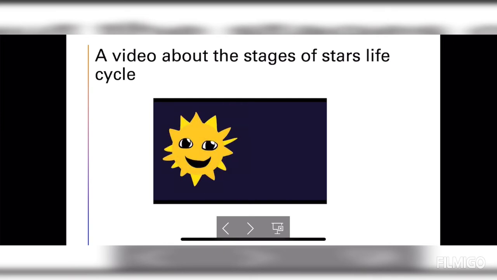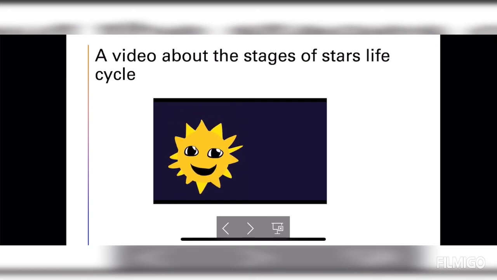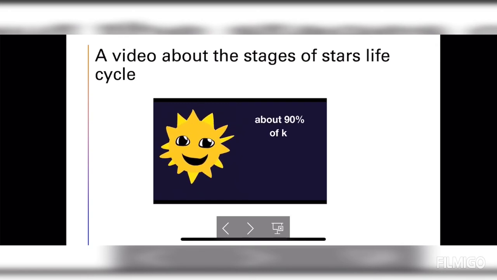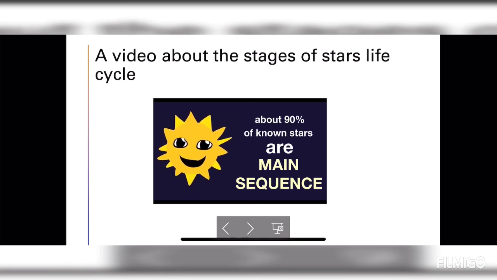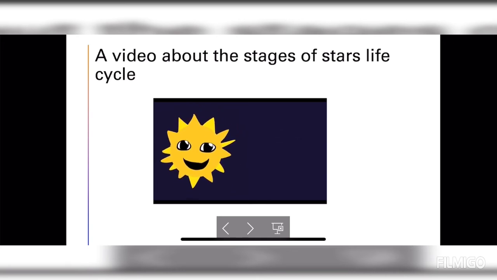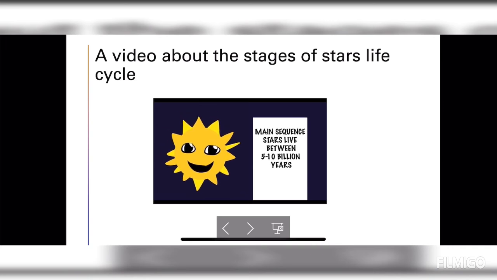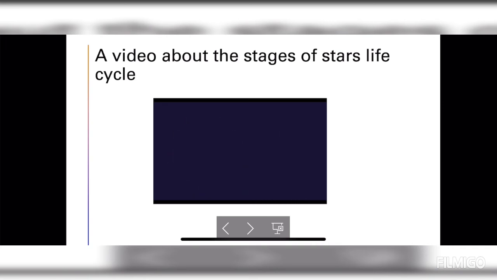A star will live most of its life as a main sequence star. In fact, about 90% of known stars are main sequence. Our very own Sun is a main sequence star, and for our sake, let's hope it stays that way for a long time, because in about 5 billion years, a main sequence star will begin to burn its helium. And when the main sequence is all out of hydrogen to burn, it becomes a red giant.